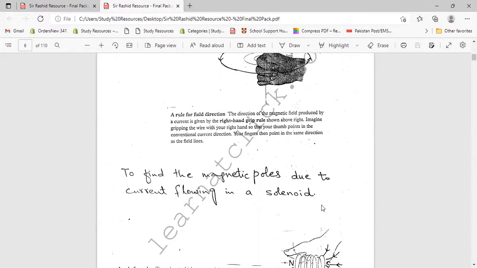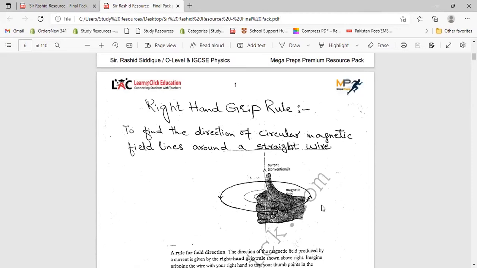In two different situations. One is when current flows in a straight wire, then around the straight wire current, circular magnetic field lines are formed. You apply the right hand grip rule along the current. You know that you put the thumb of your right hand, as you can see.